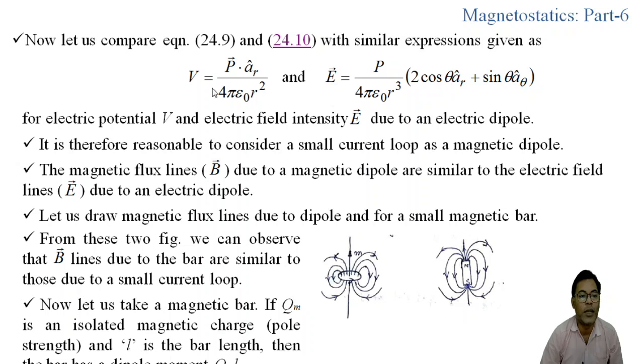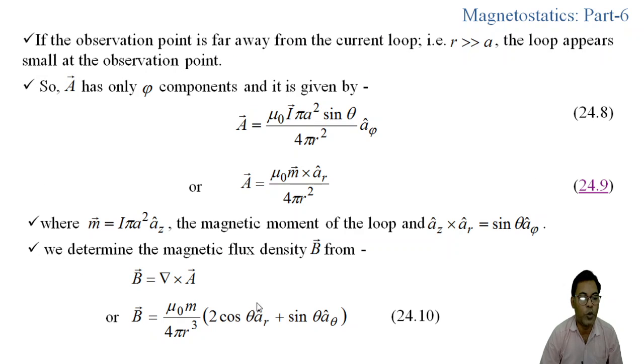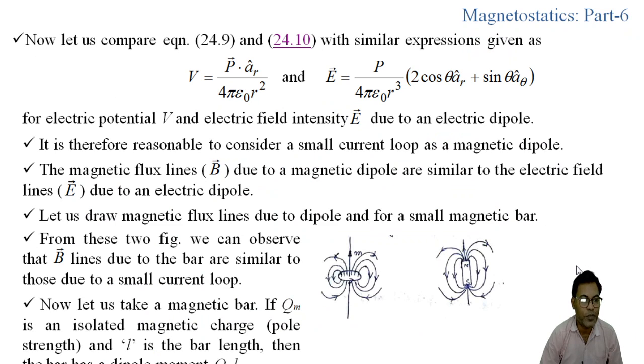So that is comparable. Now again we have seen earlier in the case of electrostatic that E equals P by 4 pi epsilon naught r cube into twice of cos theta AR plus sin theta A theta. You see that this expression is also similar to the expression which we have derived now. Therefore it can be said that the current loop can be considered as the magnetic dipole.